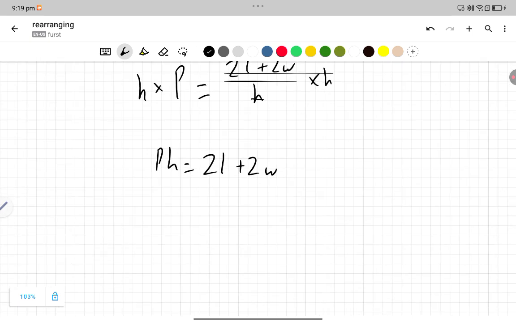Now what's happening to h is being multiplied by p. Opposite of multiplication is division. Divide both sides by p. H equals 2l plus 2w over p.